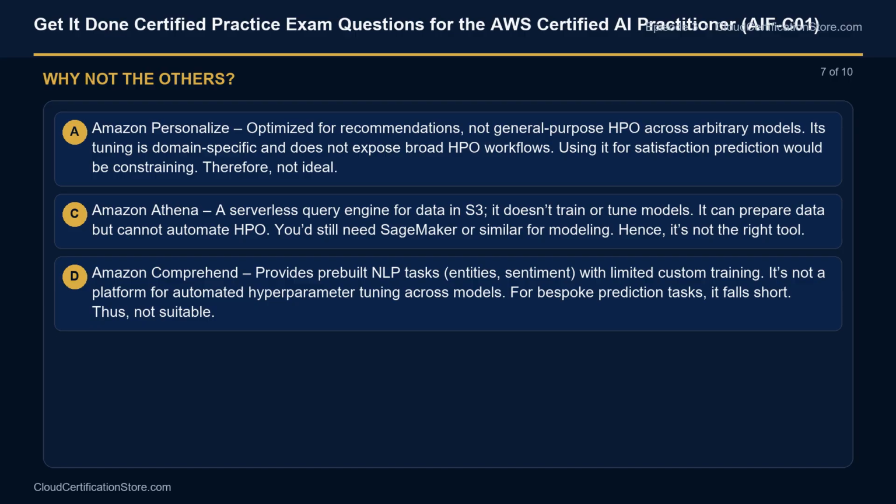Why not option C? Amazon Athena is a serverless query engine for data in S3. It doesn't train or tune models. It can prepare data but cannot automate HPO. You'd still need SageMaker or similar for modeling. Hence, it's not the right tool.